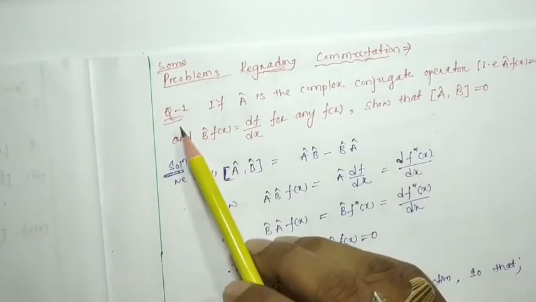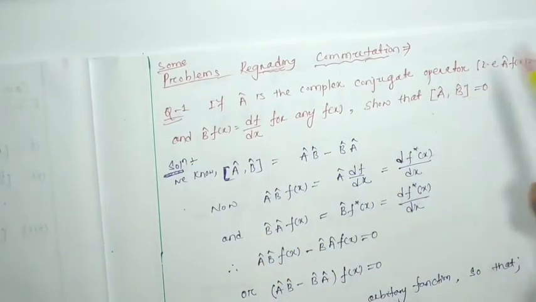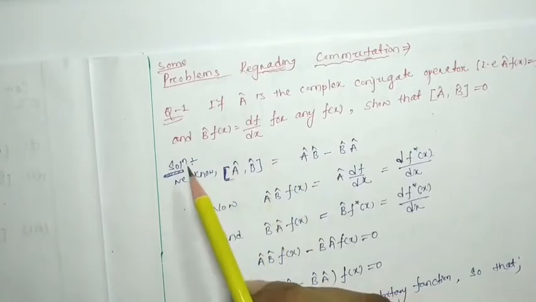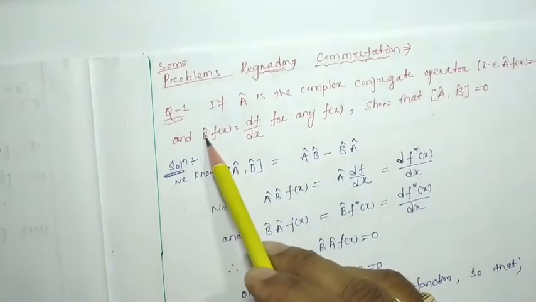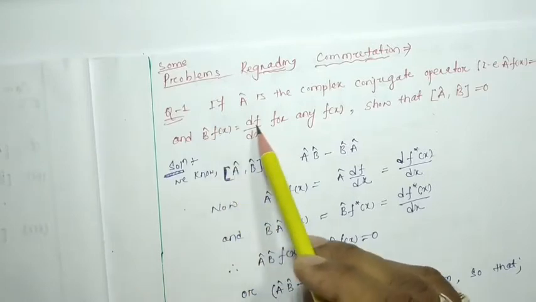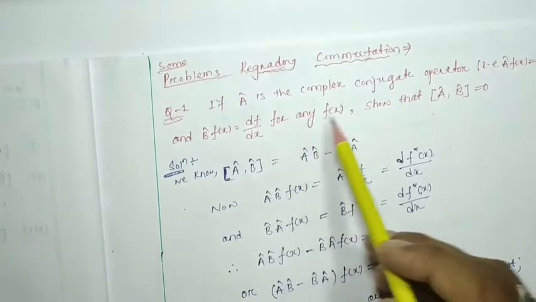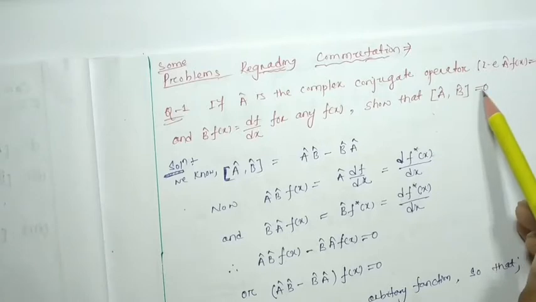The first question is: if A cap is the complex conjugate operator, that means when A cap operates over a function, the function is transformed to its complex conjugate, f(x) to f star(x), and B cap is a differential operator, that means when it operates over a function it gives d/dx of f, for any function f(x), then prove that the commutator of A cap and B cap is equal to 0.